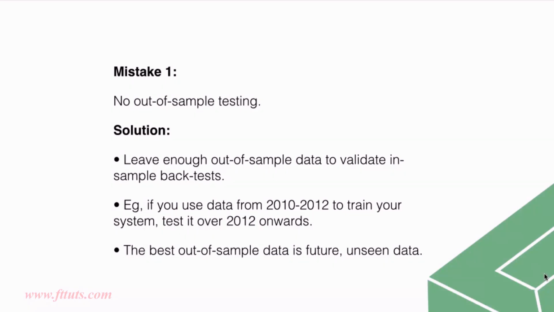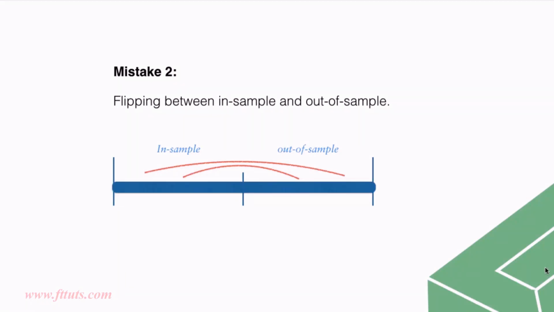Number 2, flipping between in-sample and out-of-sample. Following on from point 1, it's important to keep out-of-sample data separate from the training procedure at all times. For example, if you run a model over out-of-sample data and get poor results, don't go back into the in-sample data to refine the model based on those findings. If you do this, you contaminate the out-of-sample data and end up introducing more look-ahead bias into your strategy.